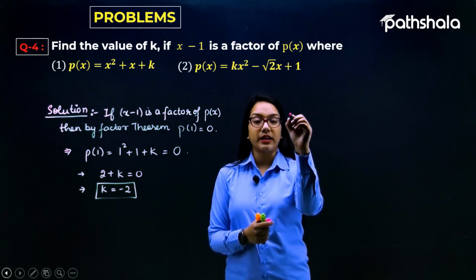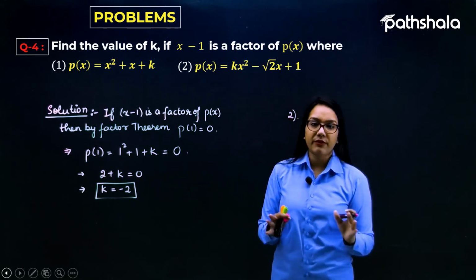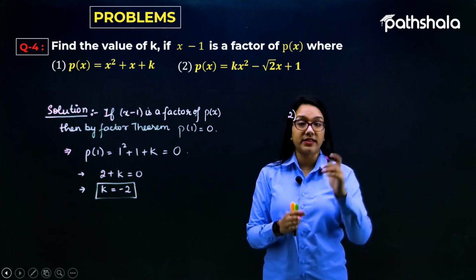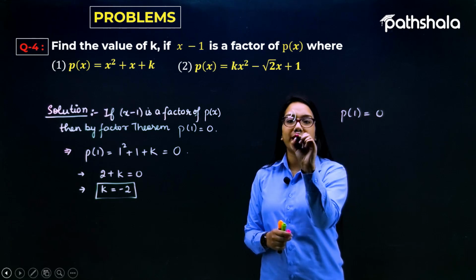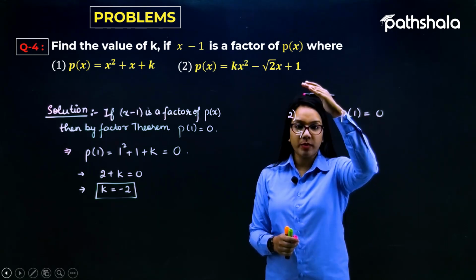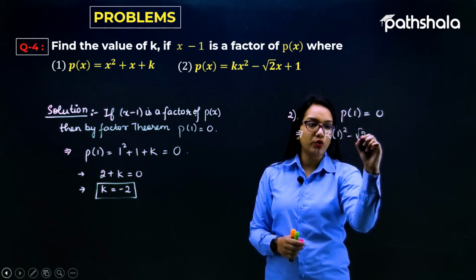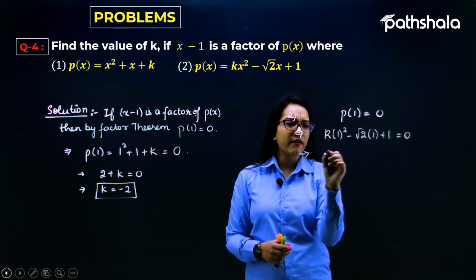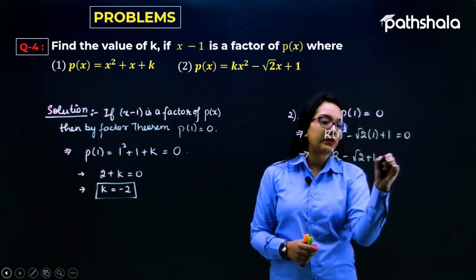Let's talk about the second part. Again, we can say the same thing: if x minus 1 is a factor of the polynomial p of x, then p of 1 must be equal to 0. So if p of 1 is equal to 0, it implies that we substitute the value x is equal to 1 in this particular polynomial. So it would be k times 1 squared minus root 2 times 1 plus 1, which is equal to 0. Now let's find out the value. It is k minus root 2 plus 1, which is equal to 0.